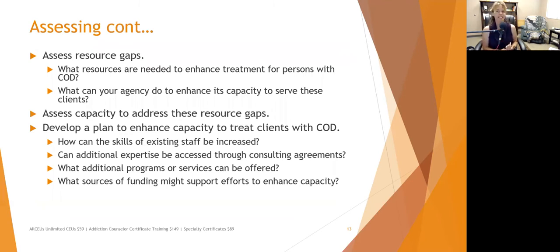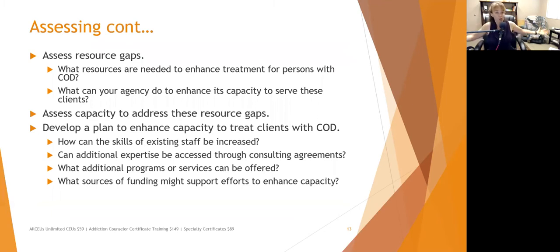Assess your capacity to address resource gaps. A small practice or a small agency is not going to be able to do the same things that an agency that has an $80 million budget is going to be able to do. So what do you have the capacity to do in your building?